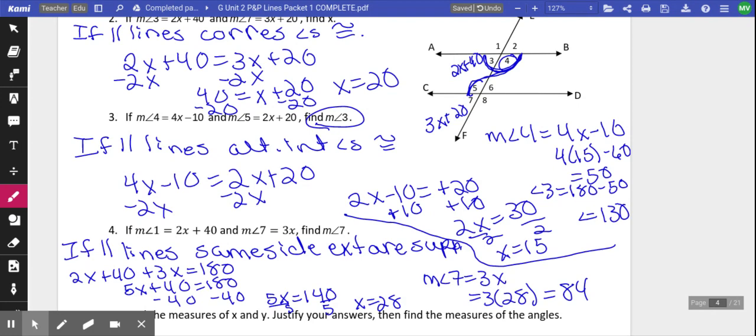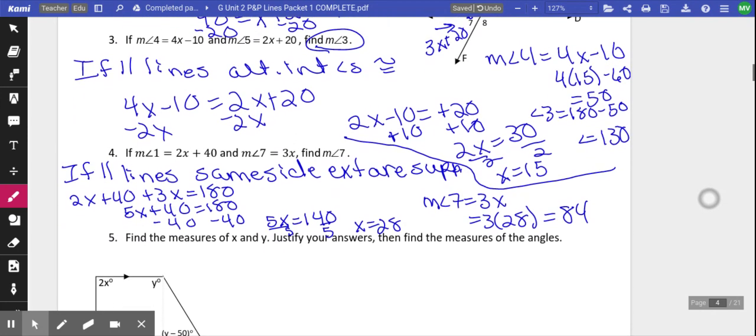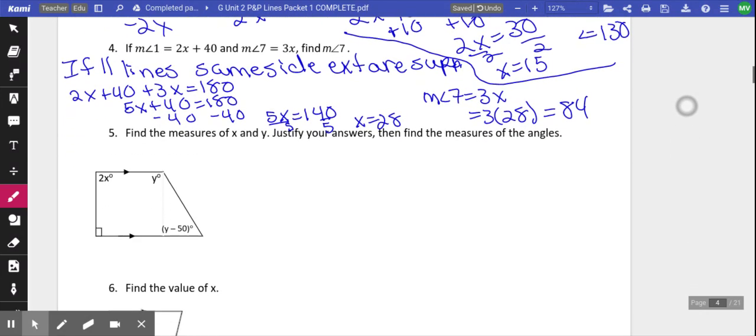Number 4, we're talking about angle 1 and angle 7. So angle 1 and angle 7 are my same side exterior angles. So my theorem is if parallel lines, same side exterior angles are supplementary. So 2x plus 40 plus 3x equals 180. I solve, I get x equals 28. They want me to find the measure of angle 7. So it's 3 times 28, so it's 84.